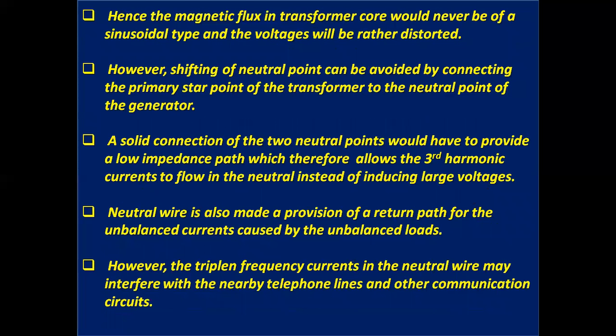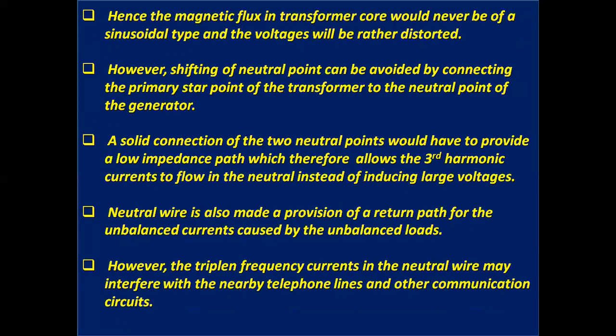Hence, the magnetic flux in the transformer core would never be of a sinusoidal type and the voltages will be rather distorted. However, shifting of the neutral point can be avoided by connecting the primary star point of the transformer to the neutral point of the generator.